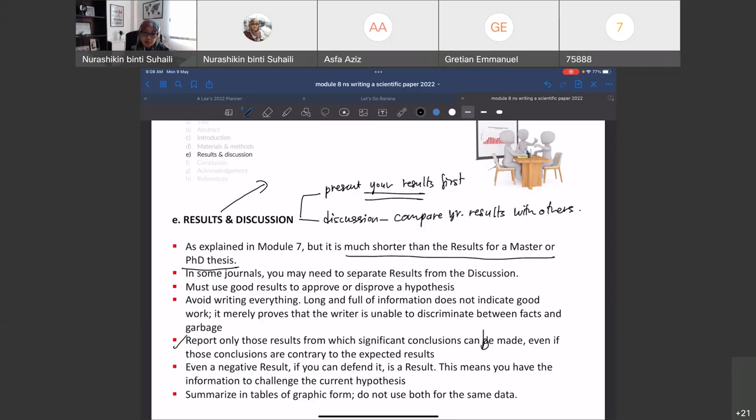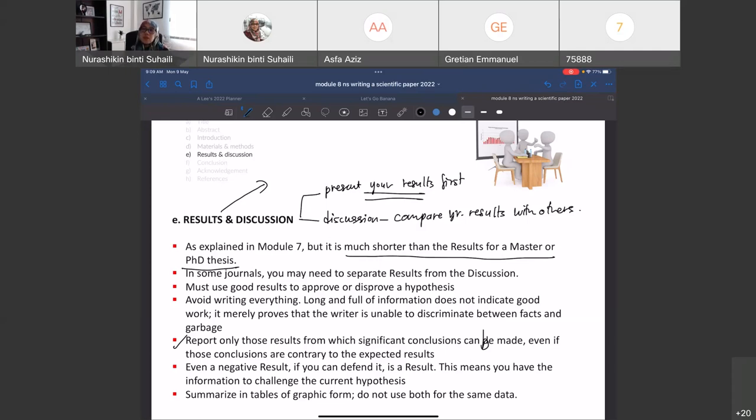The same thing applies to your FYP later. When you do your FYP, you have to differentiate the results. Some of the results in the lab are just small results. They might not help you achieve your objective, and they are not the most significant. So you have to evaluate your results as well. That is what you have to do when you decide which results to report. Even a negative result, if you defend it, is a result.